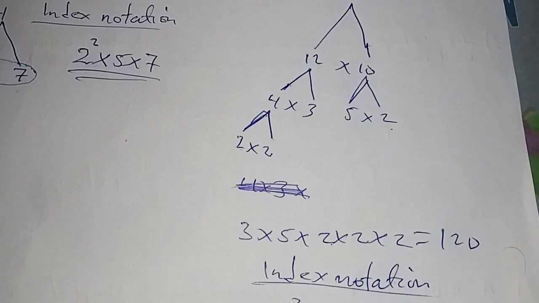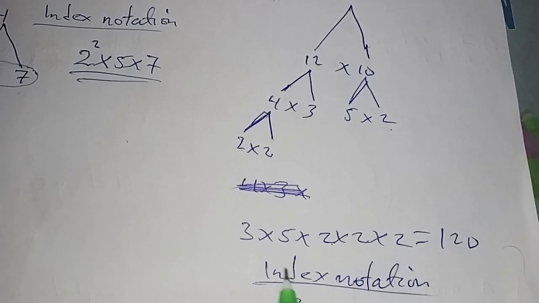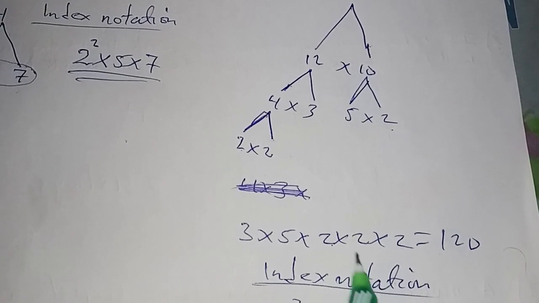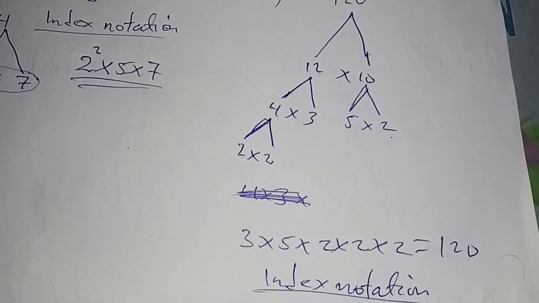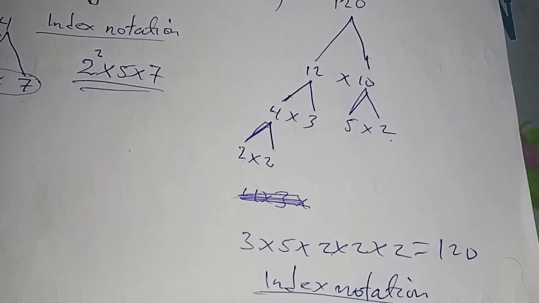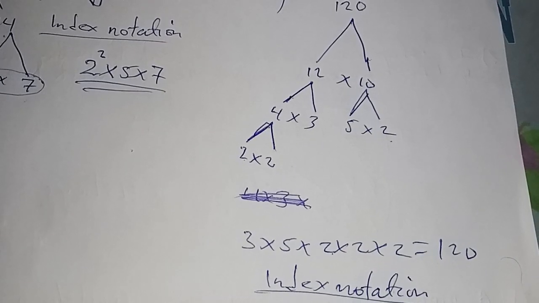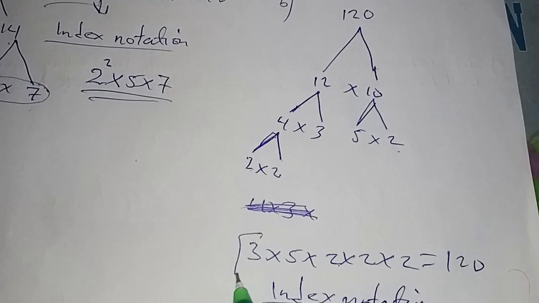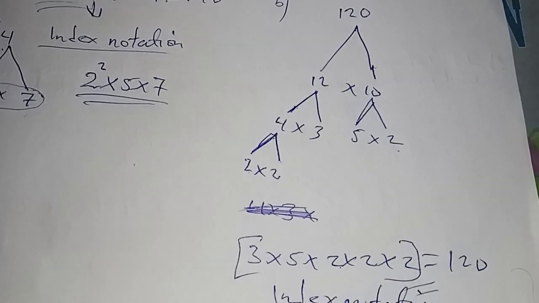Like I said, the order of arrangement is not important. We can start with 3, or we can start with 2. So 2 appears 3 times here, so the 3 represents that the 2 appears 3 times. 5 appears only 1 time, and 3 appears only 1 time. So this will be your answer, and this will also be your answer. You can take either of them.